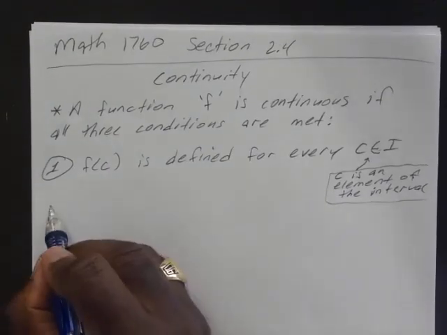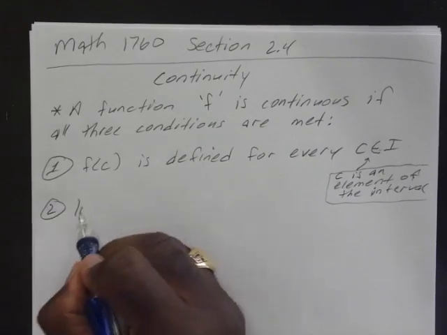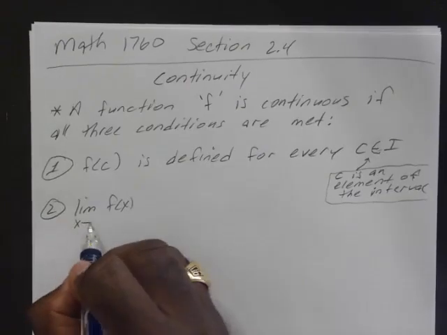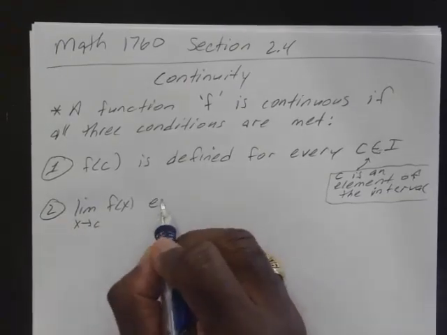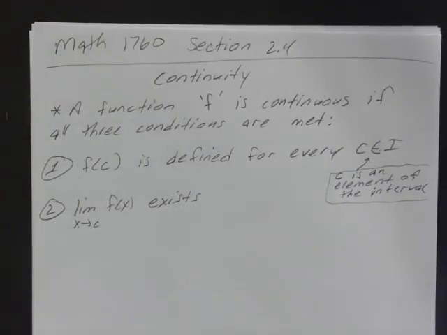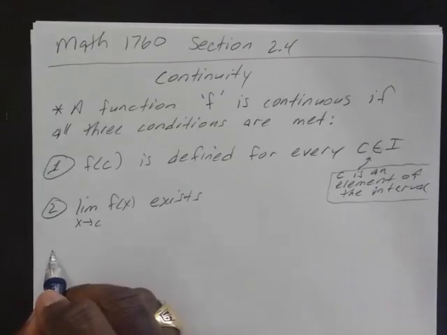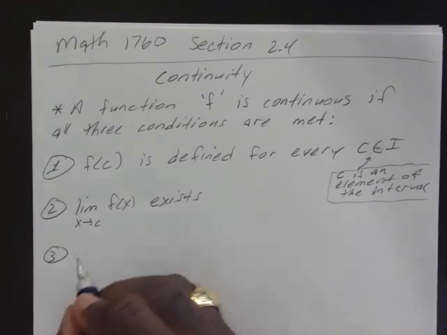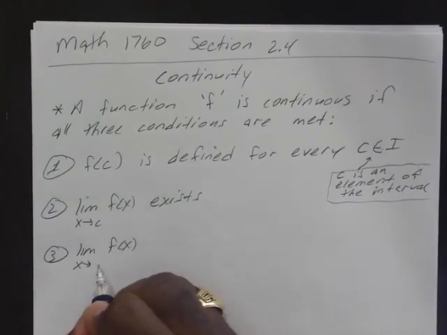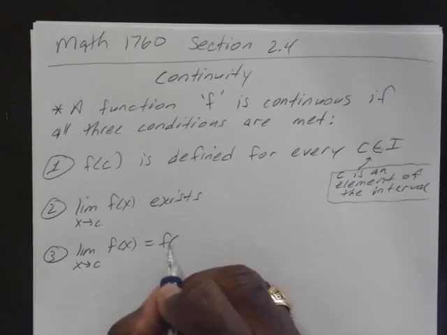Okay, the second condition is that the limit of f of x as x approaches c exists. And the third condition is that the limit of f of x as x approaches c has to equal f of c.